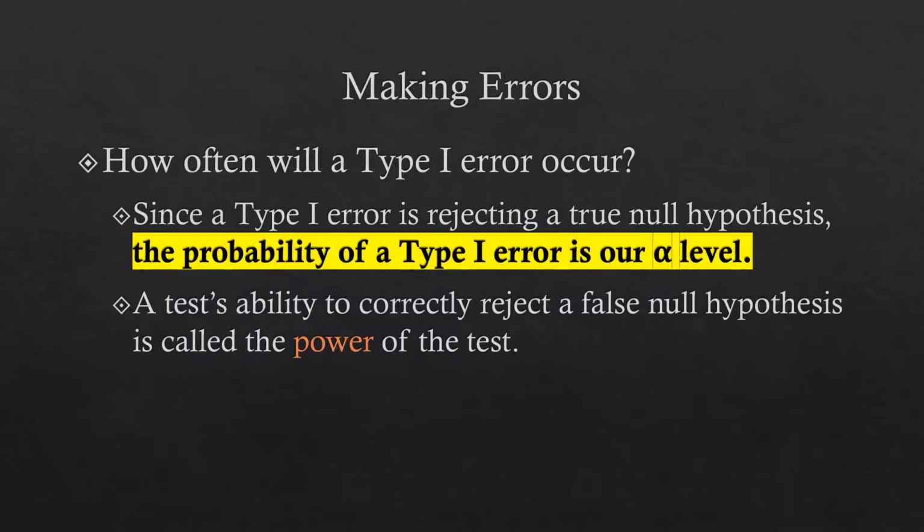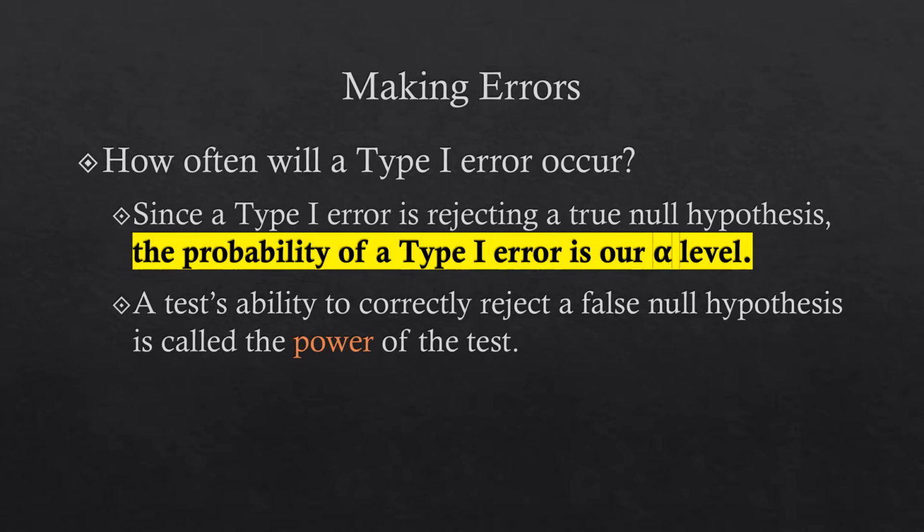So a couple of things on making errors, or these type 1, type 2 errors. You might be wondering, how often will a type 1 error occur? Since a type 1 error is rejecting a true null hypothesis, the probability of a type 1 error is our alpha level. Typically that's going to be about 5%, and that's why we can modify that alpha level. 5% is the standard, what we go to if it's not stated otherwise. So in general, you can say it's about a 5% chance.